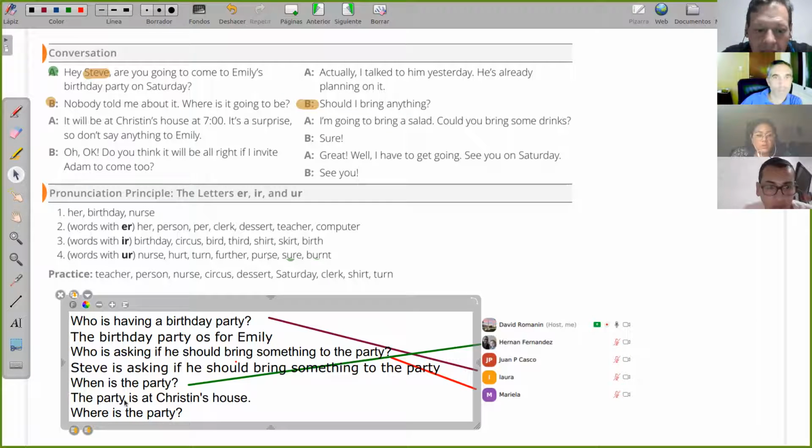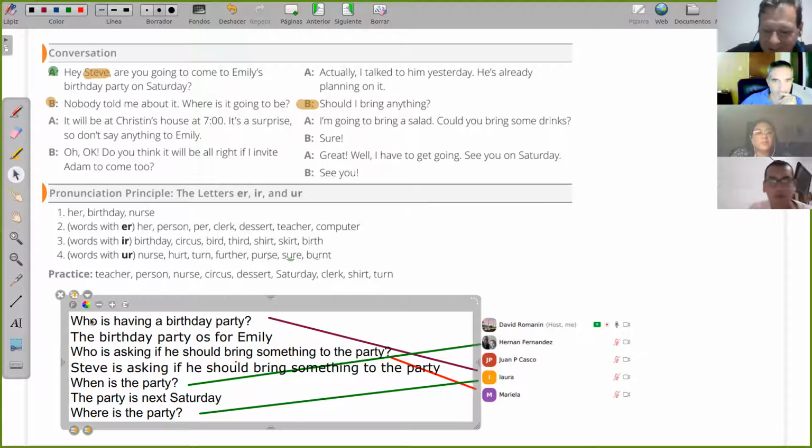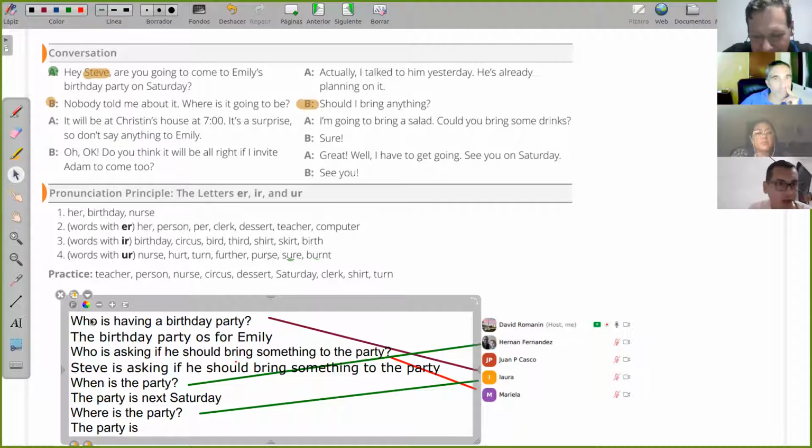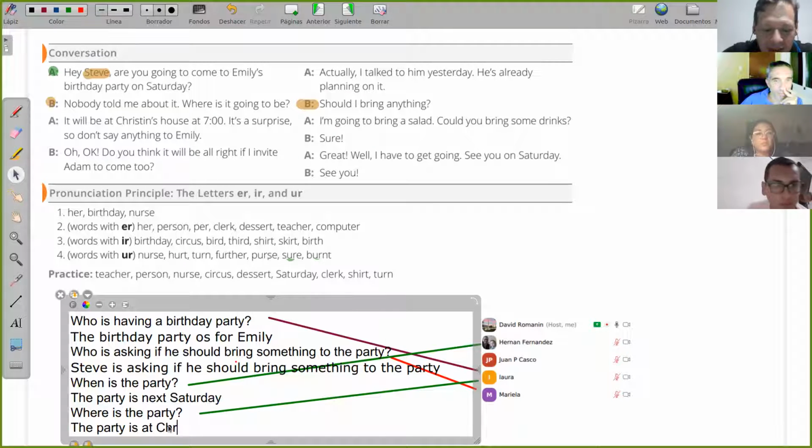The party is Christian house on Saturday. Okay. So we say is on Saturday? Yeah. On. Or we should say next Saturday, right? Next, because we talk about the future. Okay. And okay, we have no options here. Hey, Laura, you have to answer where is the party. But you have advantage there. The party is in the house. We say at, okay? At Christine's house. Okay, great.